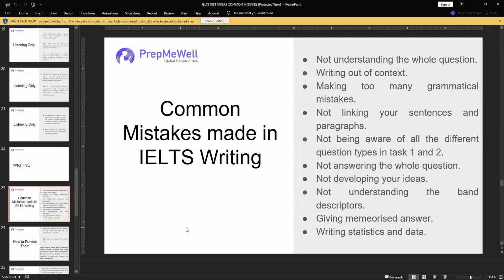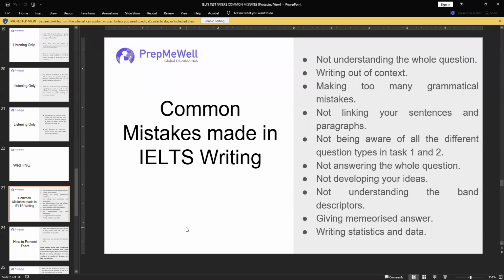Okay, so for writing, one of the mistakes we make in writing is not understanding the whole question. When we write out of context, they will be grading the content of what you have written. So you have to make sure you understand what the question is asking you to do. So it is advised that you spend maybe 2 or 3 minutes to read the question and understand it. For task 2, I advise 3 to 5 minutes.